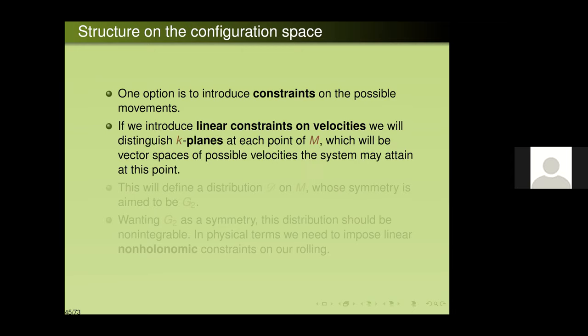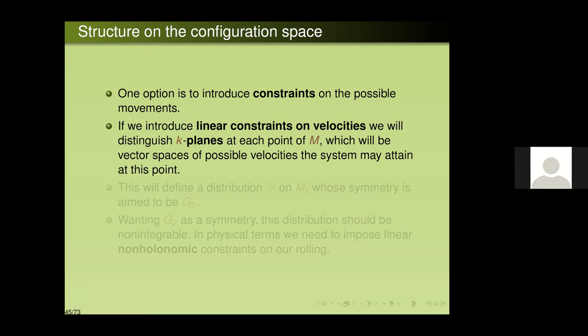If we, for example, introduce linear constraints on velocities, we will distinguish k-planes at each point of M, which will be vector spaces of possible velocities of the system at a given time. Because if we have a configuration space, the tangent spaces at every point are spaces of possible velocities. If we restrict velocities by some linear constraints, we'll get subspaces at every point of the tangent space. And we need something like this.